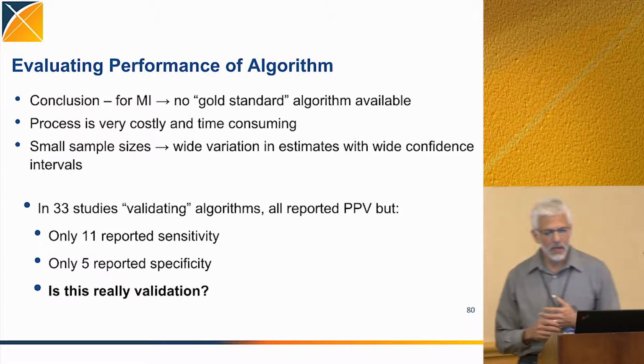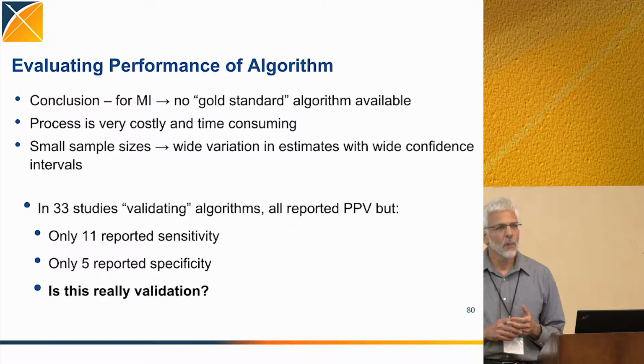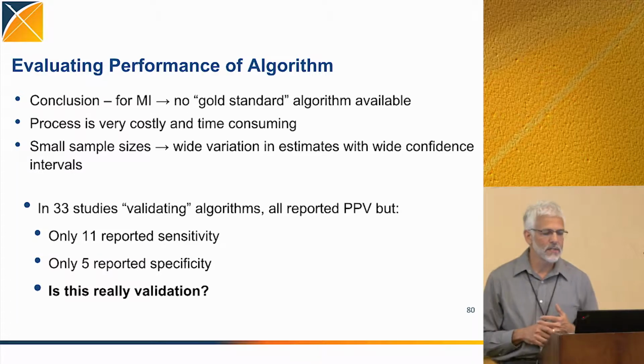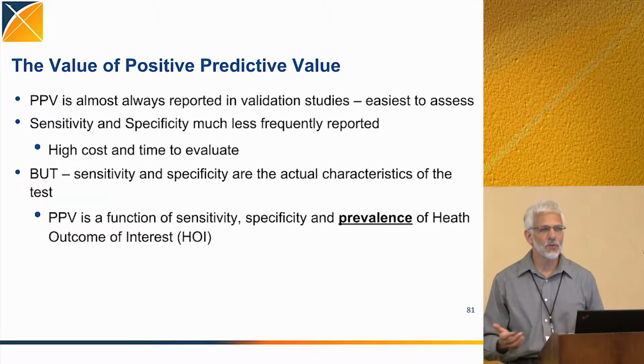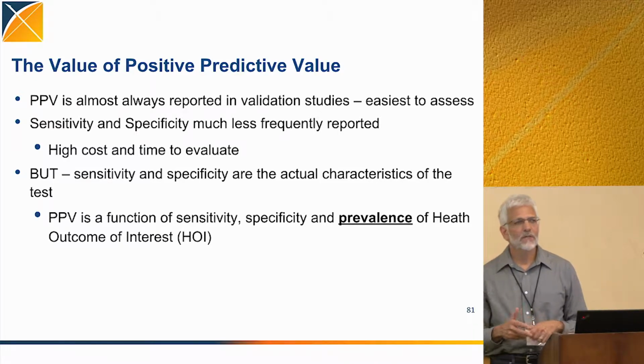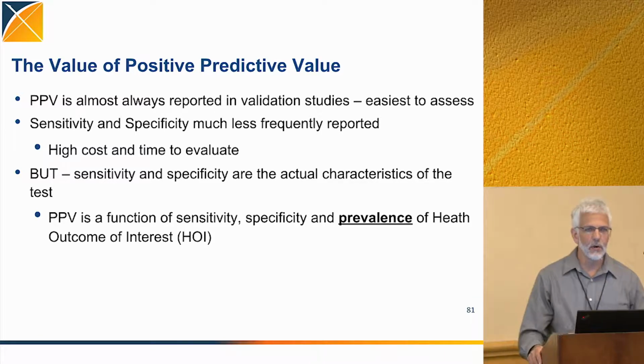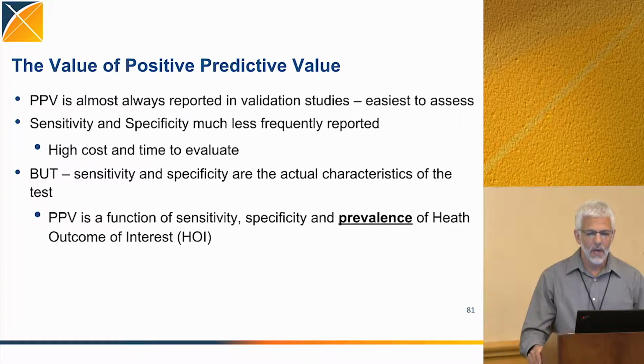The other thing, and this is a very important point, is that for the 33 studies, they all reported positive predictive value. But only 11 reported sensitivity and only 5 reported specificity. And the question is, is this really validation? Positive predictive value is an easy number to look at, and people say, okay, now I know what it means, now I know how good the algorithm is. But the question is, do you really?